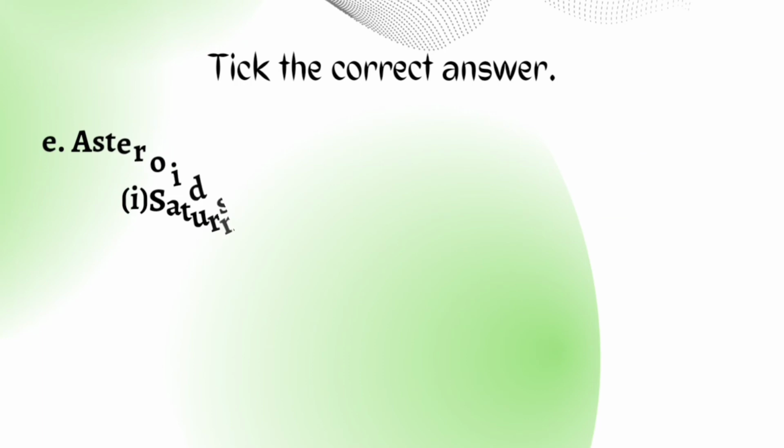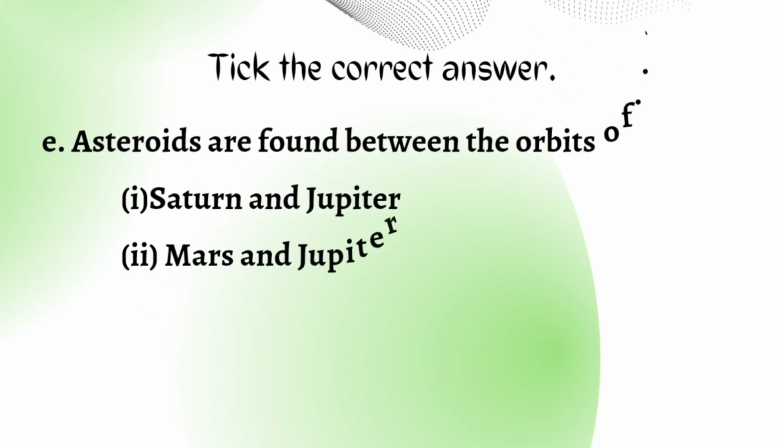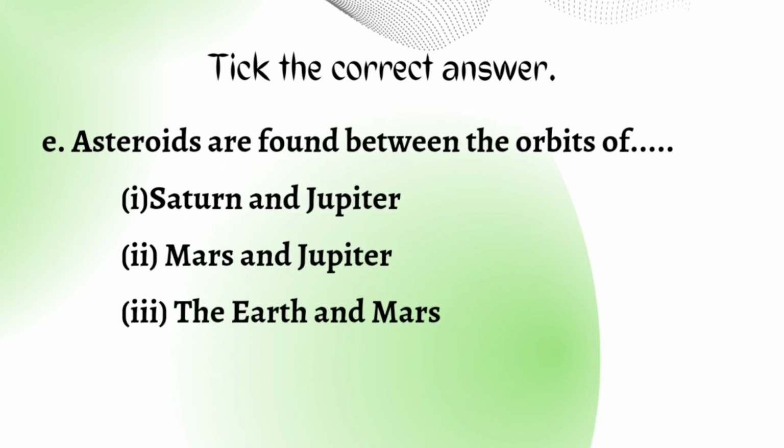Next question. Asteroids are found between the orbits of dash. So you have to identify in which of these orbits asteroids can be found. First, in between Saturn and Jupiter. Second, Mars and Jupiter. Third, the Earth and Mars. So asteroids can be found in between the orbits of, the answer is option 2, Mars and Jupiter.